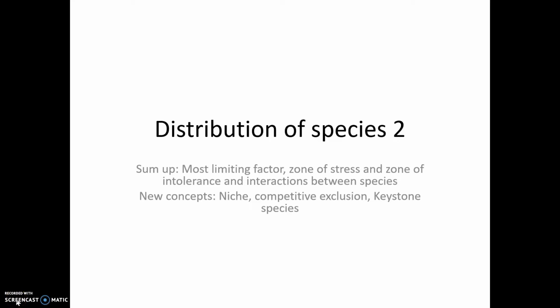Hello, everybody, and welcome to this screencast where we will continue the talk we've already had about distribution of different species. And you will soon see that we have actually started talking about some of the concepts from the ecology option already, right? So we have already talked about limiting factors, zone of stress, zone of intolerance, and interactions between different species. So I will just quickly sum up some of these concepts, and then we'll move on and talk about some of the new concepts, such as niche, competitive exclusion, and keystone species.